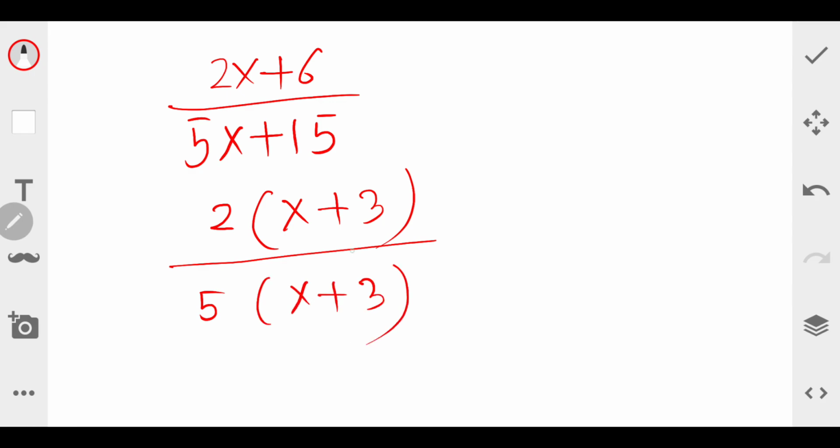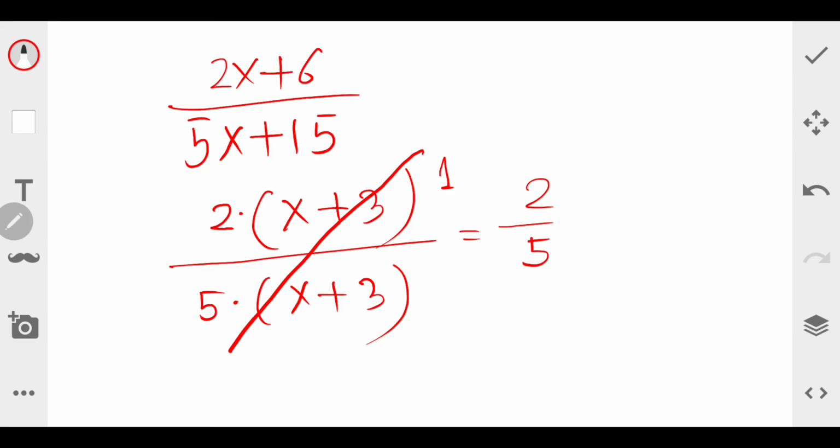Now what are the common factors? The denominator and the numerator. So here are 2 times x plus 3 and 5 times x plus 3. So I can safely cancel x plus 3 and x plus 3, which will produce 1. And I'm going to get 2 divided by 5. Okay, so that's how it works.